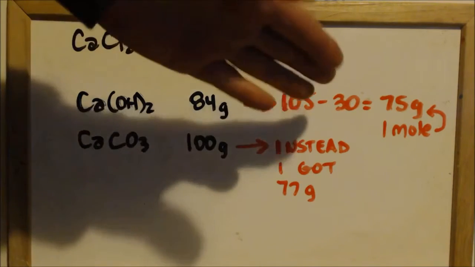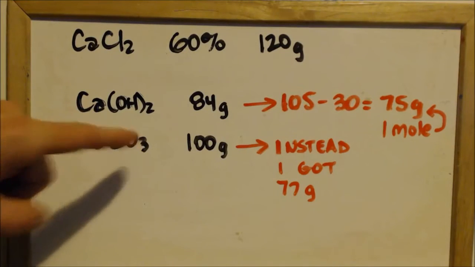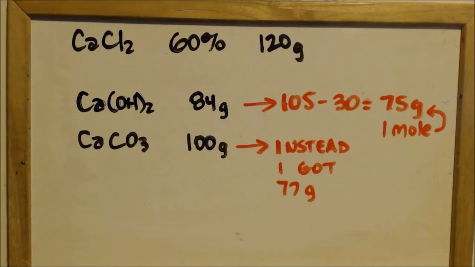So if we had 1 mole here, it was a 1-to-1 ratio for the carbonate, and a mole of that is 100 grams, but we only got 77, so we lost 23 grams there too. Anyways, always remember, science is great.